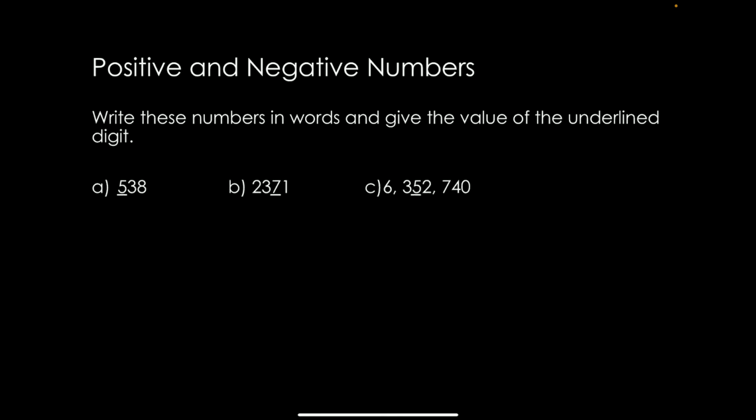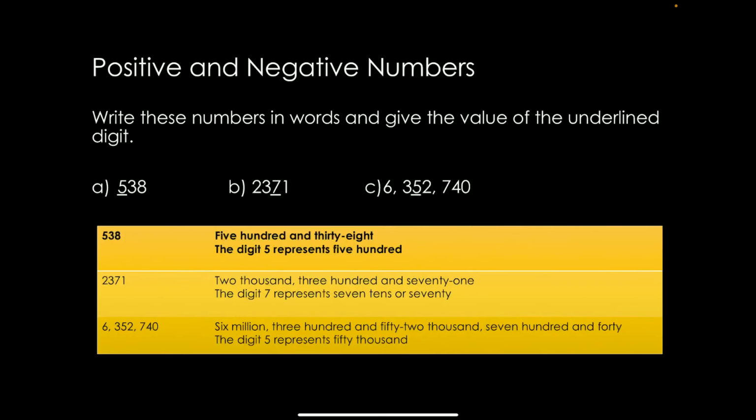So here are your numbers. Why don't you pause the video and just have a go at writing those in words and then writing the value of the digit underneath, and press play for the answers. Okay, if you've had a go at those 3 numbers, let's have a look at the answers. I've written them below. So for A, your answer should be 538, and the digit 5 represents 500 because remember we have our units first at the end, and then the next one along is tens, and then the next one along is hundreds. So that 5 is 500.